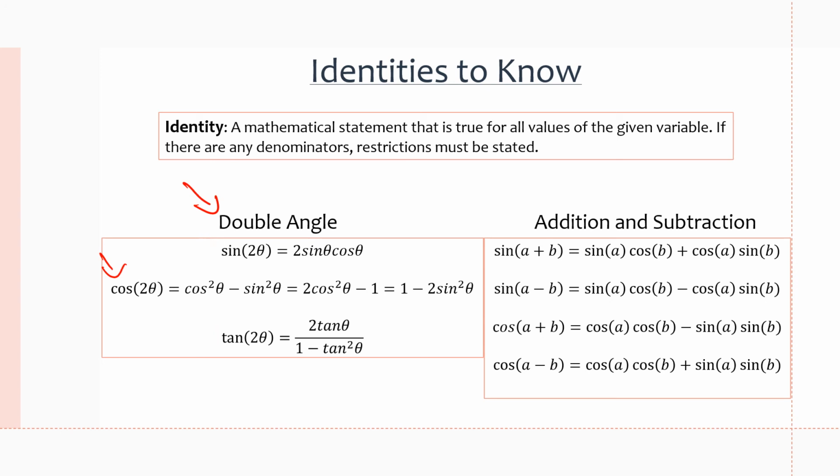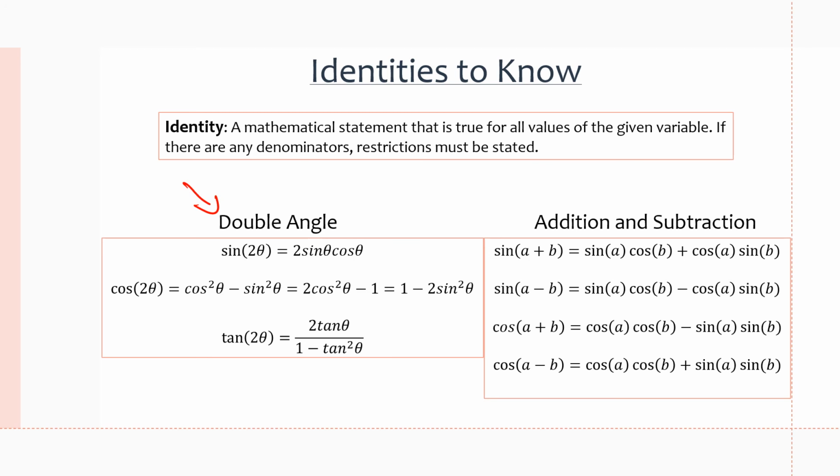So let's just go through them real quick. So we have sine of 2 theta. It's going to equal 2 sine theta cos theta. So that might be a little complicated to remember at first, but the more you do questions, the more you use this identity, you will remember it easier and easier. Then we have cos 2 theta will give us cos squared theta minus sine squared theta, which also equals 2 times cos squared theta minus 1, which also equals 1 minus 2 sine squared theta.